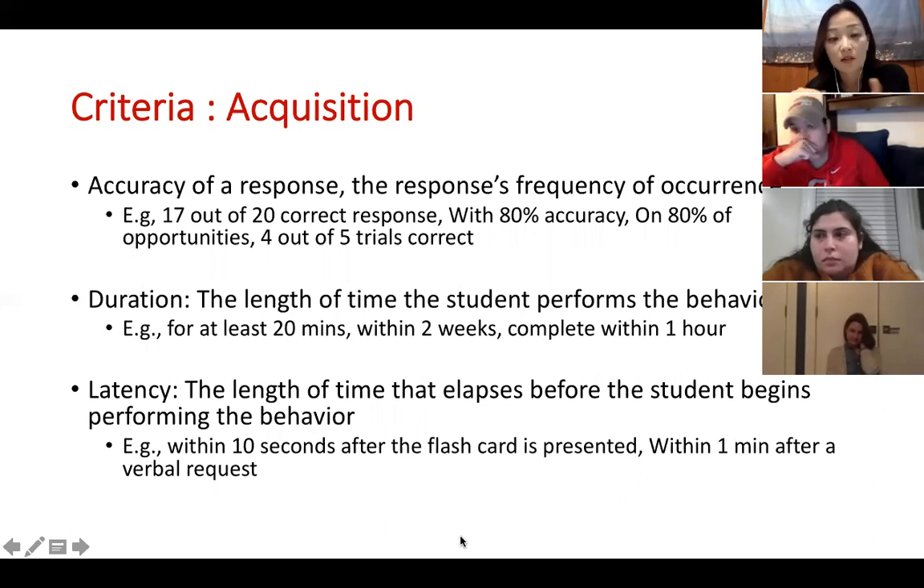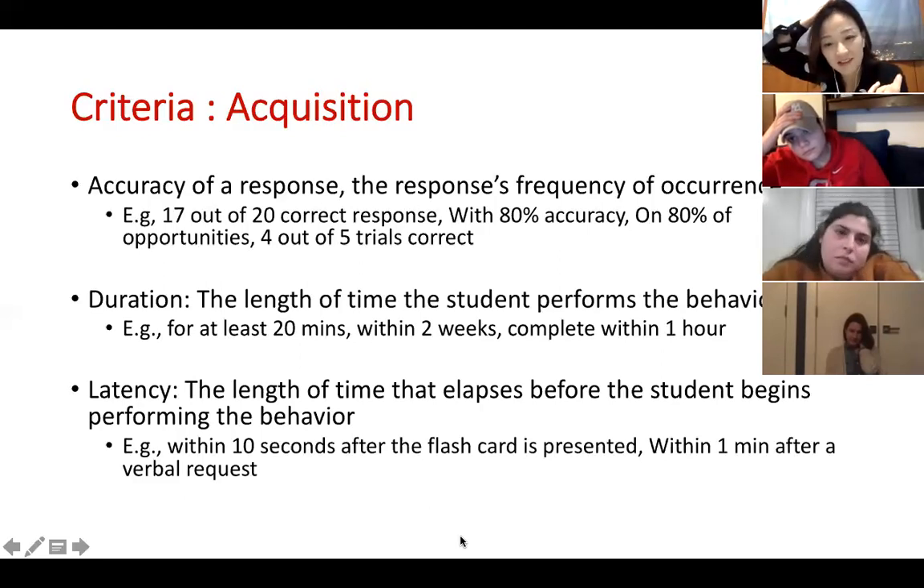That's latency. So this criteria can be determined by the verb you have, the behavior description. So the student will count 20 numbers. So with the count, you don't want to say something like the student will count for 20 minutes.